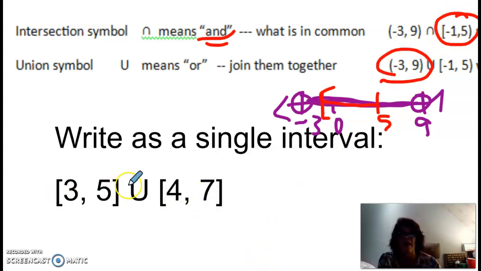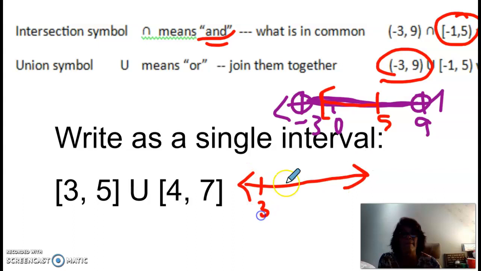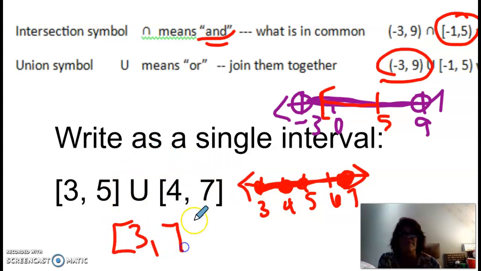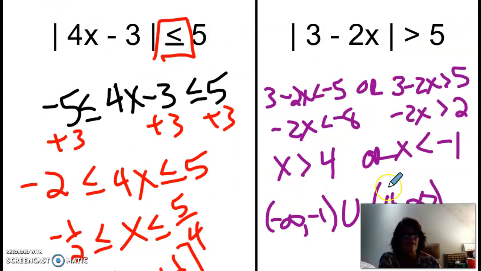So if I wanted to take 3 to 5 and join it together with 4 to 7, so 3 to 5, including 3 and 5, join together with 4 to 7. I just want everything that's either in one or the other, then I would say that answer is 3 to 7. I'll just stick them together and say, hey, all the answers are between 3 and 7. They're somewhere in there. That's what 3 to 5 in union with 4 to 7 gives. Sometimes they join together like that. Ours that we did back here with the union, they don't join together.